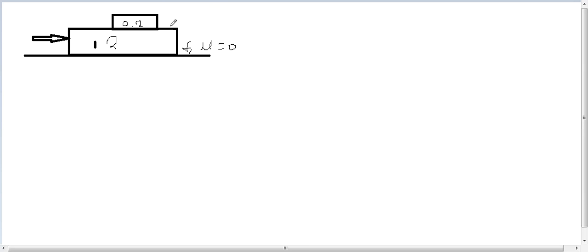Okay, and this is the pen, and here the friction is mu is equal to 0.3. Mu is equal to 0.3. And this is 2 kg, this is 0.2 kg. Here I have applied a force of 0.1 Newton.